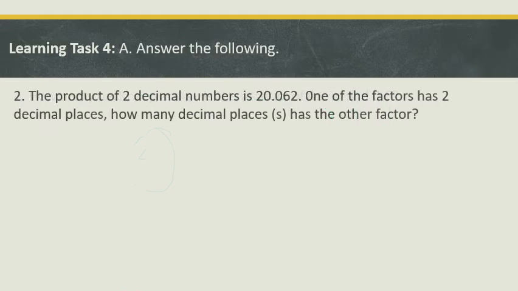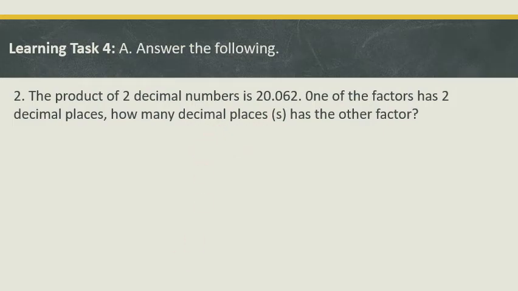Then, number 2, the product of 2 decimal numbers is 20 and 62 thousandths. One of the factors has 2 decimal places. How many decimal places has the other factor? Dito daw, may dalawang decimal numbers. Hindi natin alam kung ano yung decimal numbers na yon. Ang sagot daw nila pag pinag-multiply ay 20 and 62 thousandths. Ang isa daw factor ay may 2 decimal places. Ilan daw naman yung decimal places nung isa?